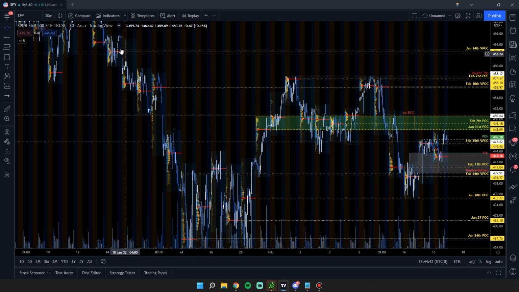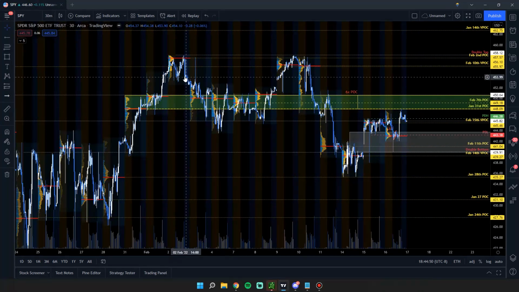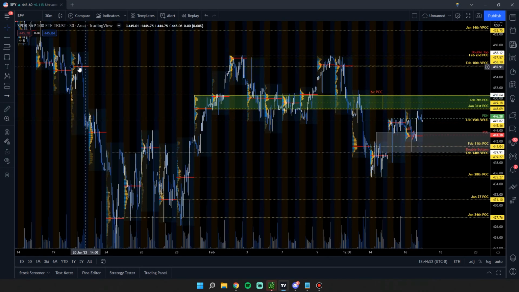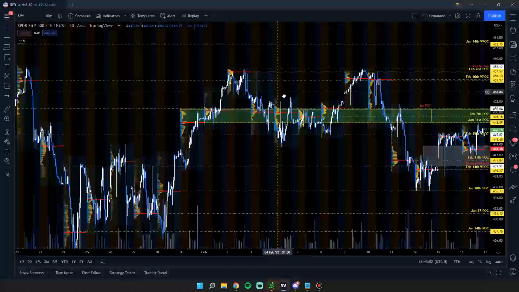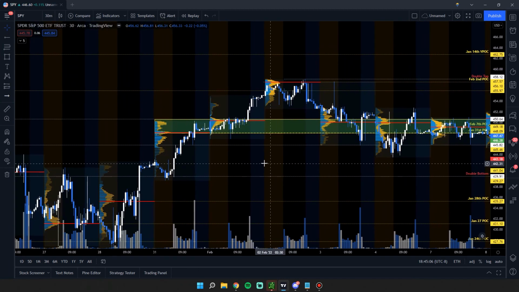So up here is retail buying in these areas. And you can see if we go forward to this day here, price left here to the downside and traded sideways a bit and finally came back up to here. And when we got here, if we zoom in on this day, I guarantee you that POC is being touched like to a T.